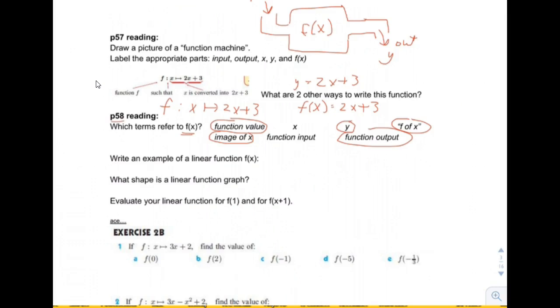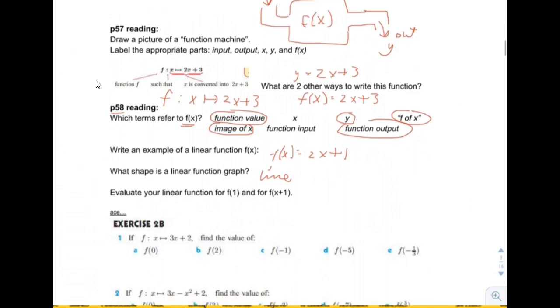Write an example of a linear function f of x. I could say f of x equals 2x plus 1. What shape is a linear function graph? Well, it's a line. Evaluate your linear function for f of 1 and for f of x plus 1. So first I'm going to take the x and I'm just going to put in 1. So it's going to be 2 times 1 plus 1, which is equal to 3.